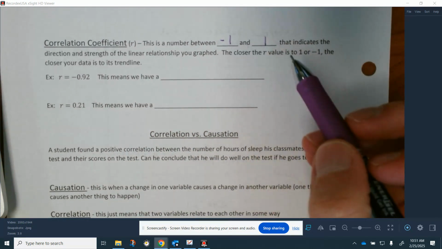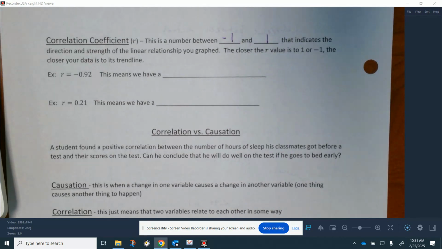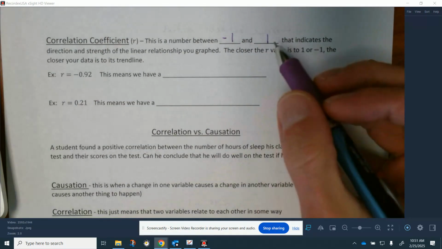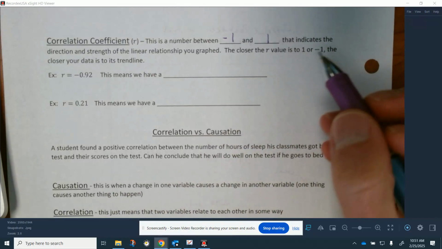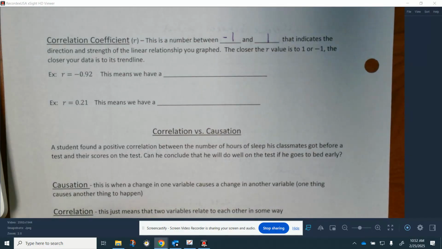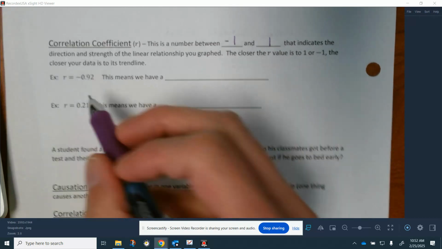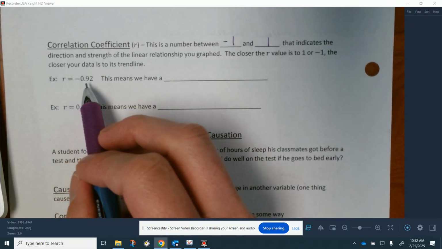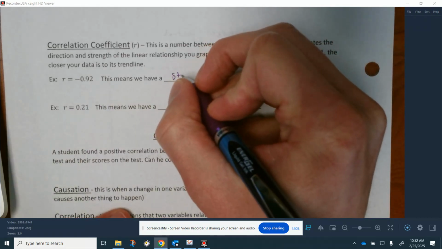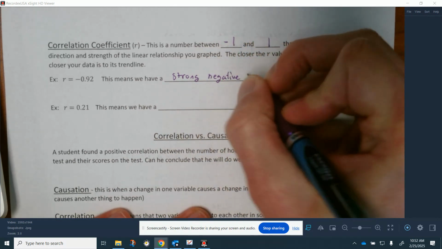And so a bigger correlation, the closer we are to 1, that would be what we would call a strong positive correlation. Because the closer we are to 1, the stronger our correlation is. The closer we are to -1, the stronger our correlation is. But if our correlation is close to 0, then that would be what we would call a weak. So for instance, if R equals -0.92, that's very close to 1. So I would call that a strong negative correlation.